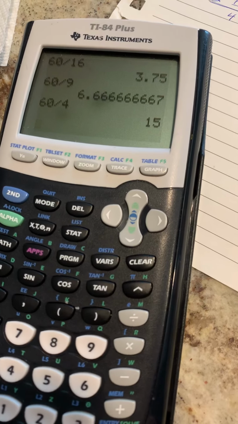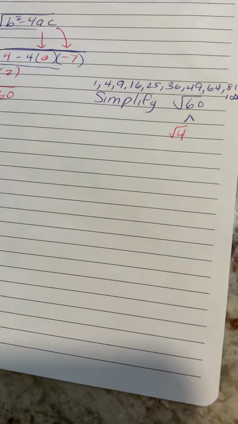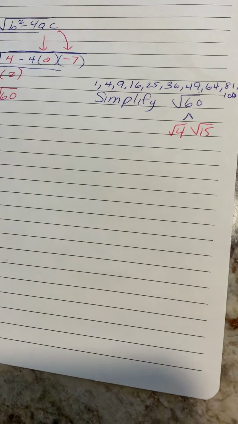Oop, 4 works. 4 times 15 gives me 60. That works. So remember, the perfect square goes on the left. The non-perfect square leftover goes on the right. Again, 4 times 15 does give me 60, so it works.